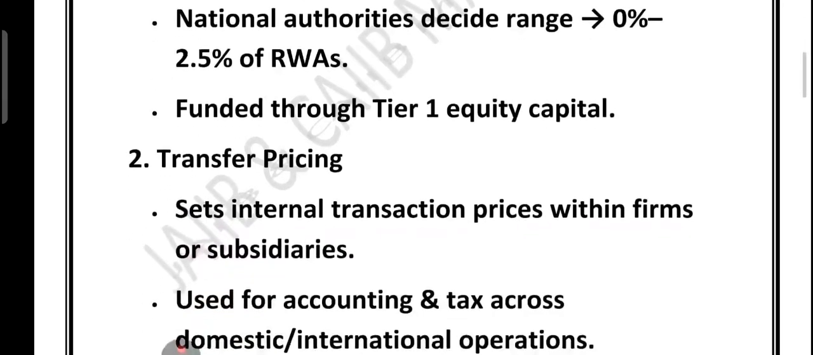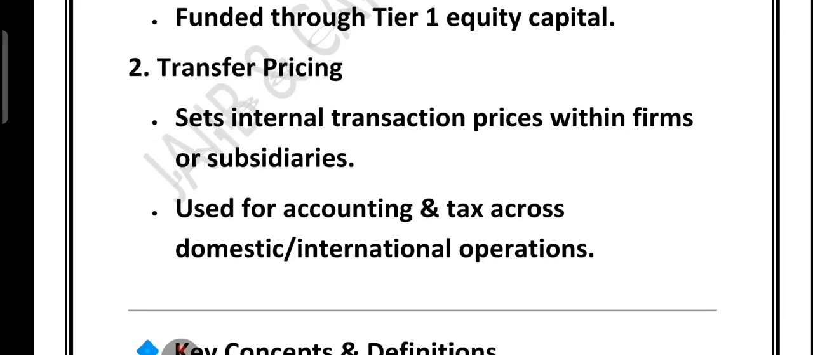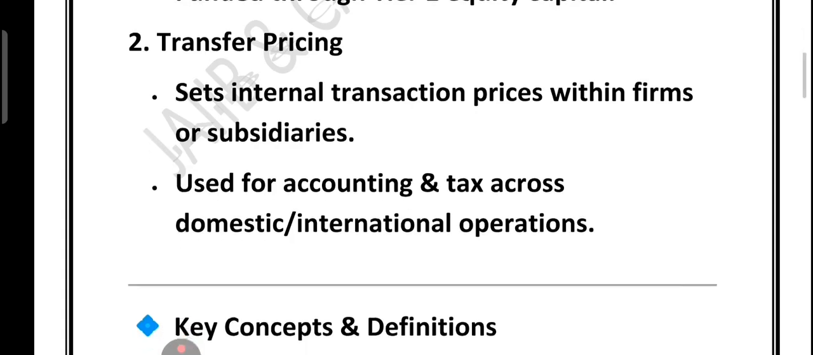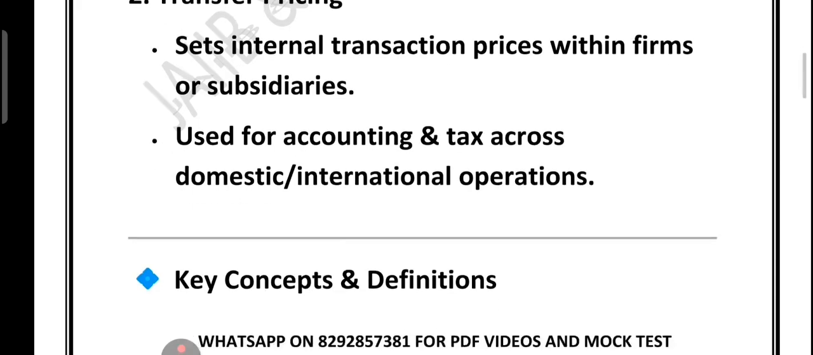Now transfer pricing means setting the internal transaction price for goods and services exchanged between different branches. In a bank there are different branches, and goods and services are constantly being exchanged between them. So what should be the price? We set the internal transaction price. That's called transfer pricing. It applies between branches, departments, and subsidiaries of the same organization.